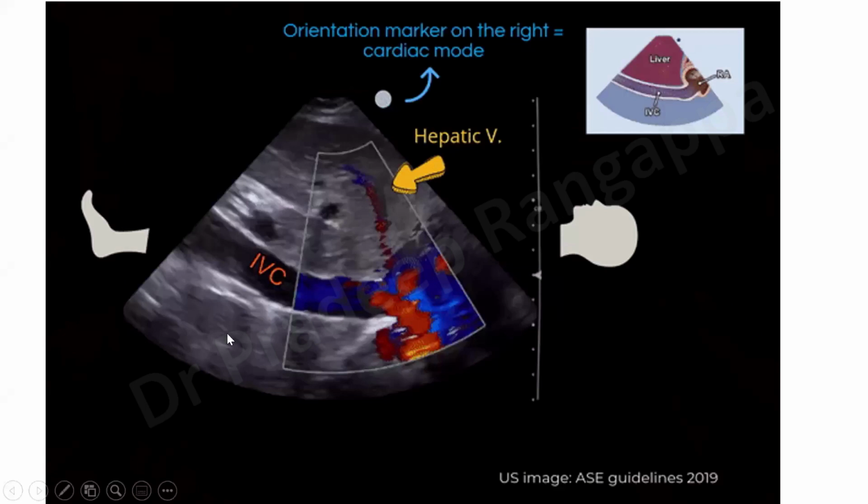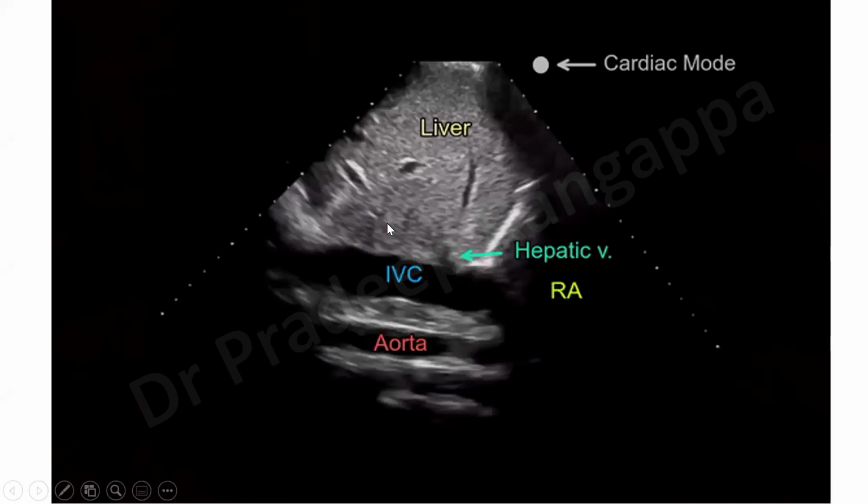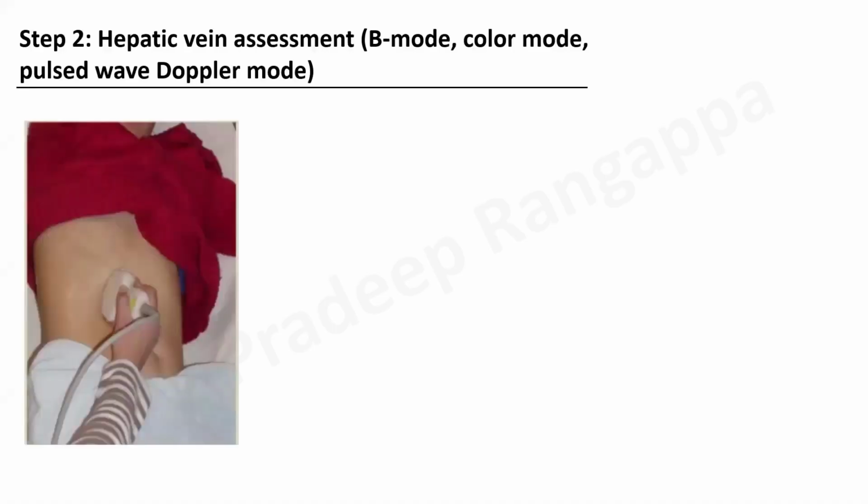So when you look at the IVC, there are 3 veins that branch out from the IVC, which are the hepatic veins. So you have a right hepatic vein, you have a middle hepatic vein, and then you have a left hepatic vein. So this is how the hepatic vein looks. As you see this, you have an IVC, you have an aorta, and then you have these hepatic veins, which tend to branch out from that. It looks as if branching out from the IVC.